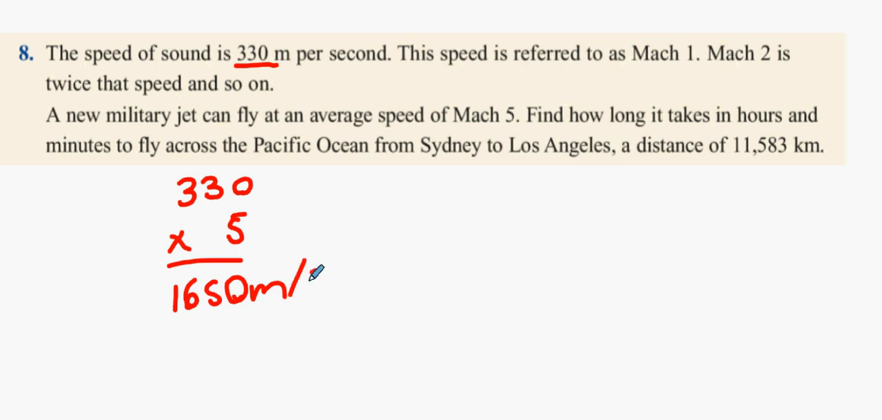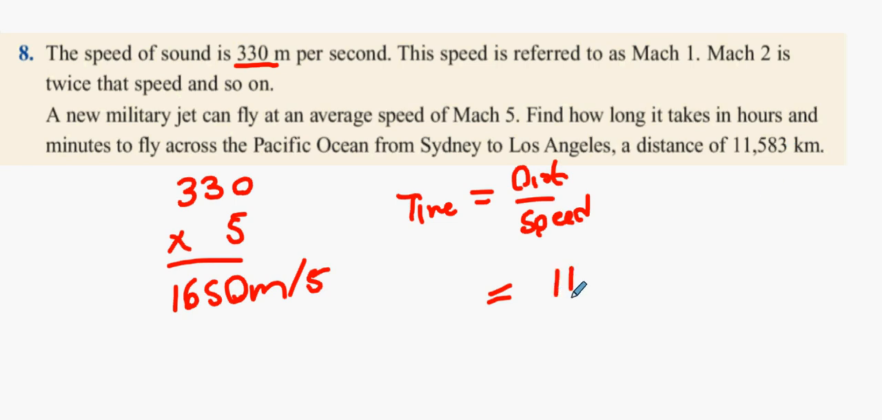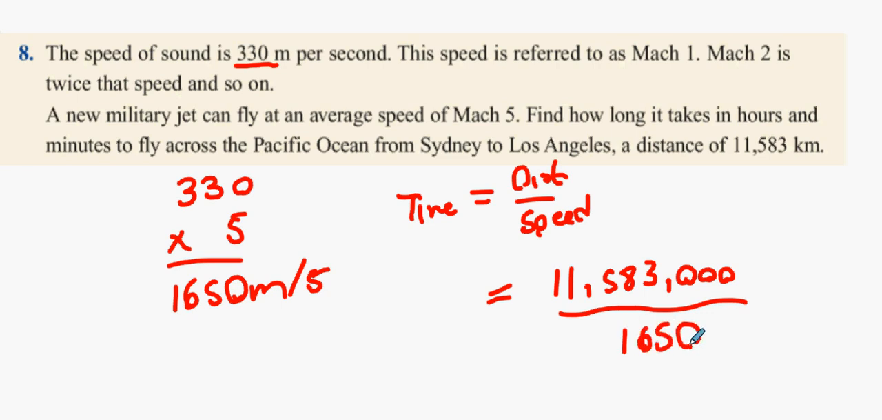Next thing I do is time equals distance divided by speed. I then look at the distance. It's 11,583. Multiply that by 1,000. 11,583,000 meters. Divided by 1,650. This is going to give me how many seconds? Do you got it? I'll show you a second way how to do it in a second.